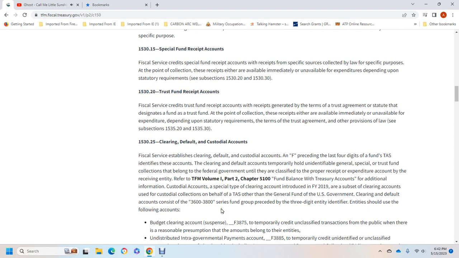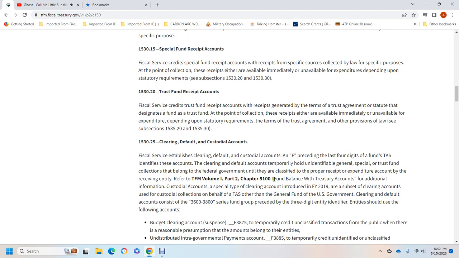1530 Clearing default with the custodial accounts. Official service establishing clearing the default with the credit custodial accounts as the F proceeding with the last four digits of the fund of the Treasury account symbol identifies these accounts with the clearing of the default with the account that temporarily holds the unidentifiable general or specifically trust fund collection belonging with the federal government until they are classified with the proper receipt of the expenditure account by the receiving entity of the Treasury Financial Manual Volume 1 Part 2 Chapter 5100.